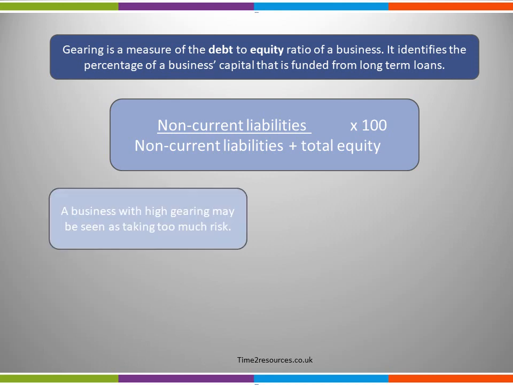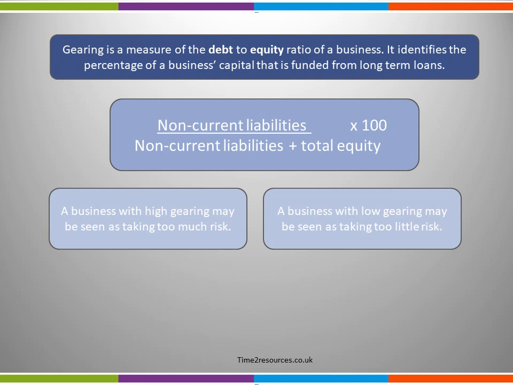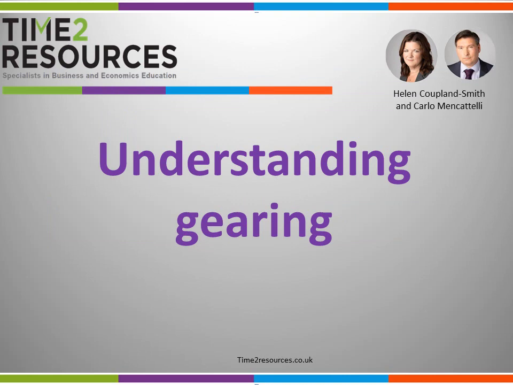A business with a high gearing ratio may be seen as taking too much risk, and we can analyse that in relation to various points, including profitability, break-even, and objectives. A business with low gearing may be seen as taking too little risk, as it's not willing to invest in expanding the business.